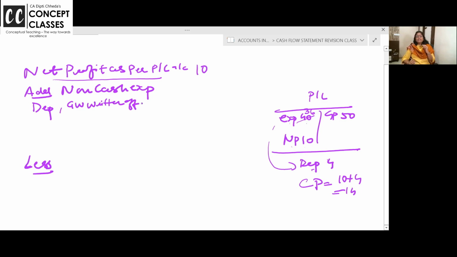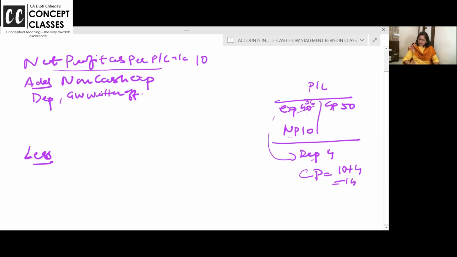Imagine what is the impact on profit. If net profit is 10 after depreciation 4, the cash profit is 14. So add back the non-cash expense. Okay, right. Now, one more thing is like loss on sale of machinery 1 rupee.